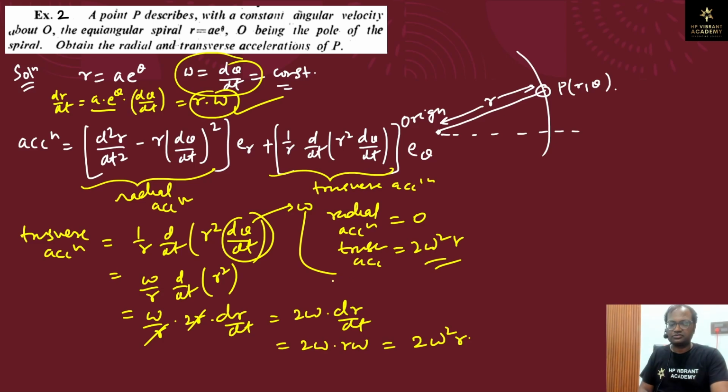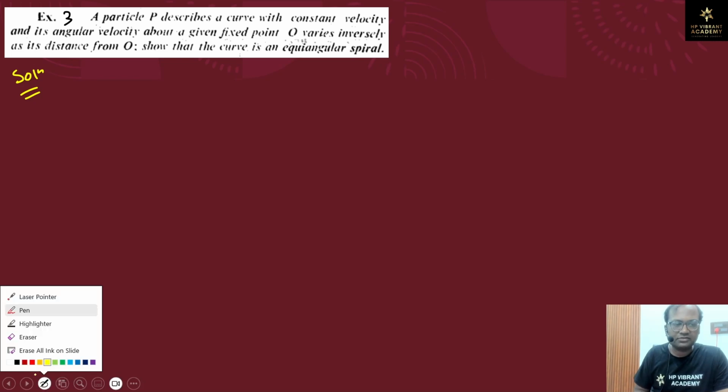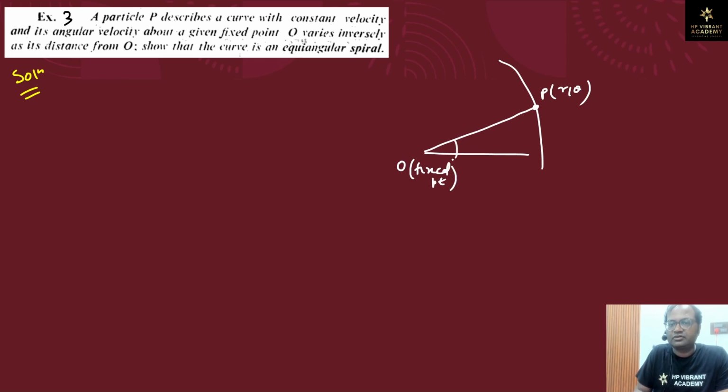Okay, so let us discuss question number 3. Solution. What is given in the question is that a particle P describes a curved path with a constant velocity, and its angular velocity about the given fixed point O varies inversely with the distance from O. Okay, so let us consider a curve like this, and we have a point P, the coordinates of which are r, theta. Let us take this as a fixed point O, and this is the angle of inclination.